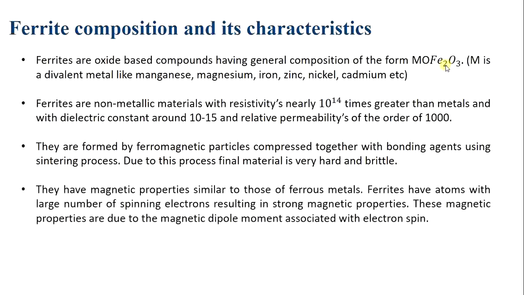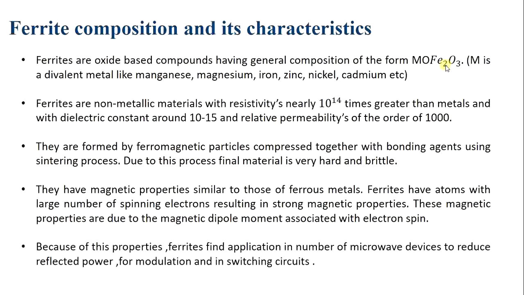These ferrites have higher magnetic properties similar to those of the ferrous metal. Ferrites have atoms with a large number of spinning electrons, resulting in strong magnetic properties. The magnetic properties are due to the magnetic dipole moment associated with the electron spin. And because of this property, ferrites find application in a number of microwave devices in order to reduce the reflected power, for modulation and also in the switching circuits.